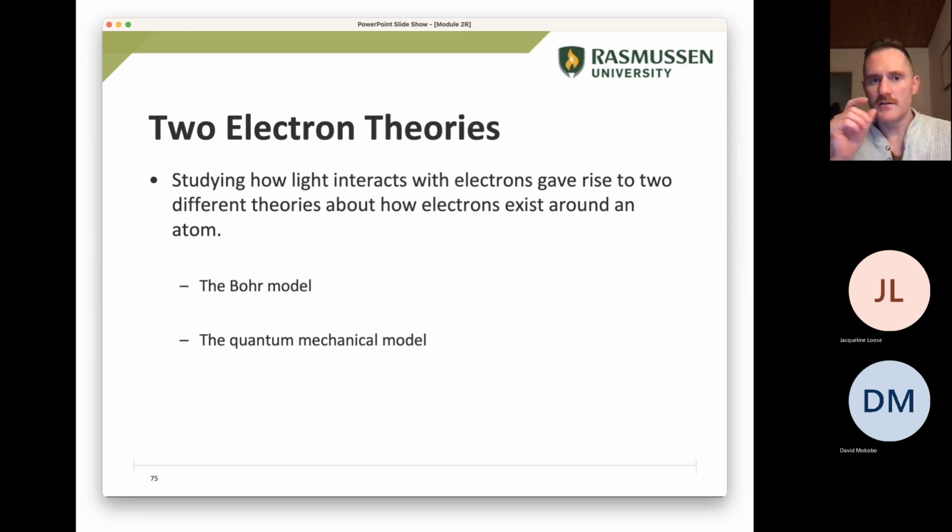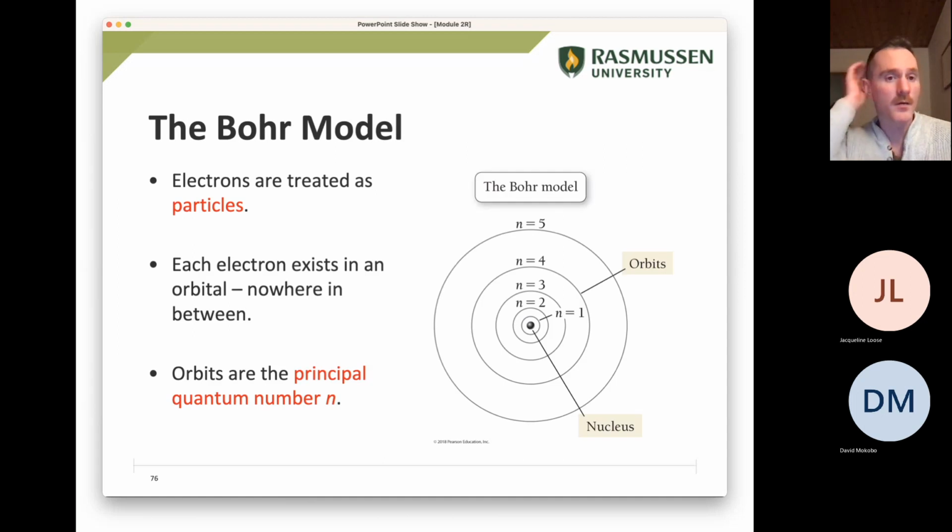Studying how light interacts with electrons gave rise to two different theories of the electron and how it interacts with the atom. One is called the Bohr model, and the other one is called the quantum mechanical model. The Bohr model is the first one, right? It's not super perfect, but it has a pretty decent description of what's going on.